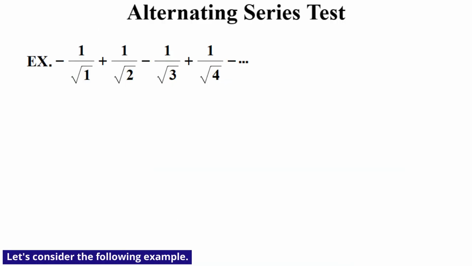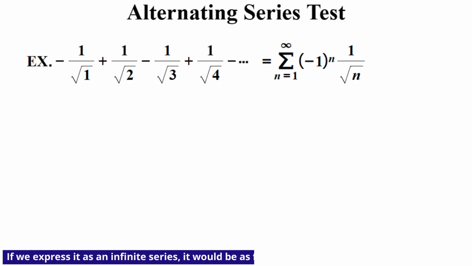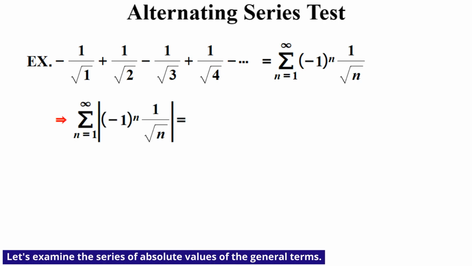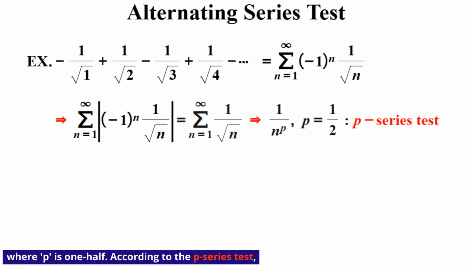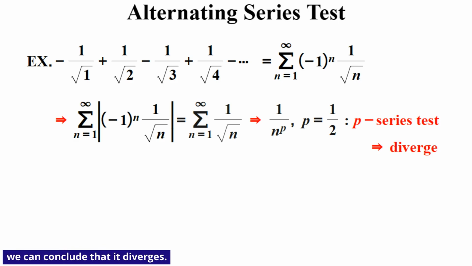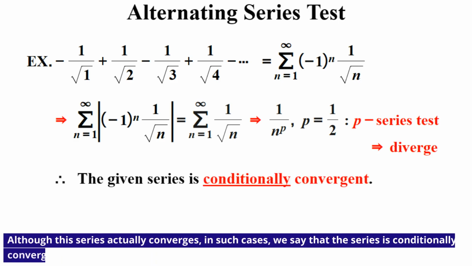Let's consider the following example. If we express it as an infinite series, it would be as follows. Let's examine the series of absolute values of the general terms. The absolute value of the general term is 1 over square root of n. This has the form of n raised to the power of p in the denominator, where p is 1/2. According to the p-series test, we can conclude that it diverges. Although this series actually converges, in such cases, we say that the series is conditionally convergent.